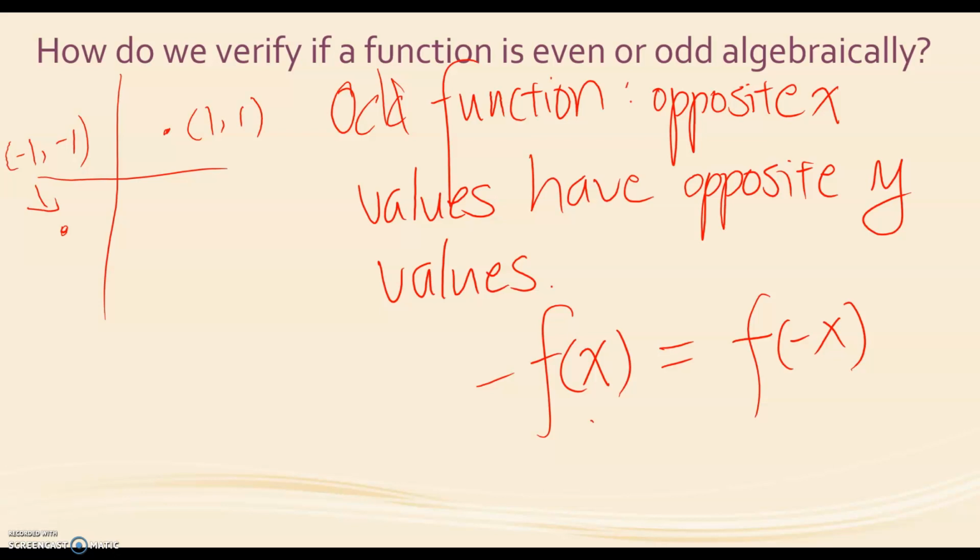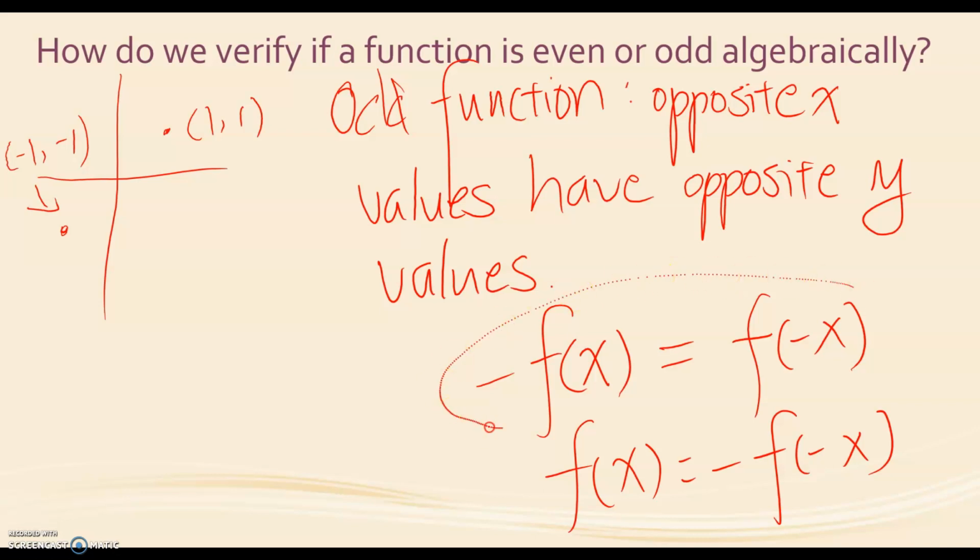Now some of you guys will go, well, Ms. Zhang, is it wrong to write it as f of x equals negative f of negative x? No, it's not, but you can always multiply both sides by -1 if this is a true equation and still arrive at this. And conventionally, we do it this way because then you always have a negative on at least one side of the equation.